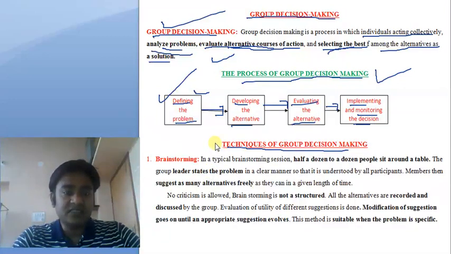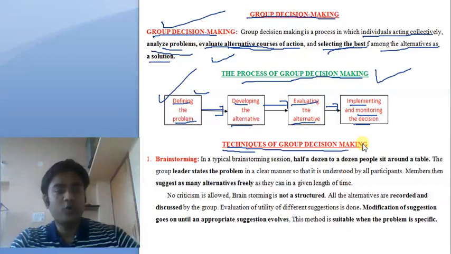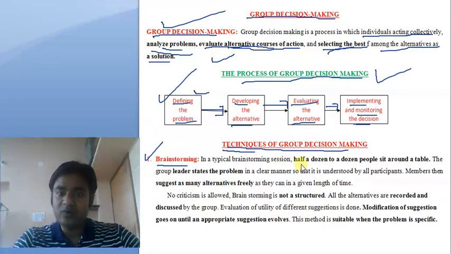Now let us discuss different techniques. Techniques means different methods of group decision making. The first method is brainstorming. In a typical brainstorming session, usually half a dozen to a dozen people sit around a table.